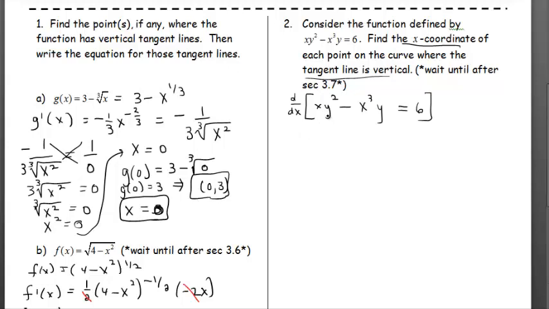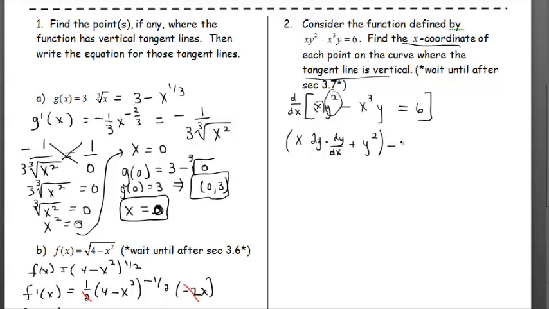Right. So for this first term, it's the product rule. First times the derivative of the second with respect to x: 2y dy/dx. Plus the second factor, y squared, times the derivative of the first, which is just 1.